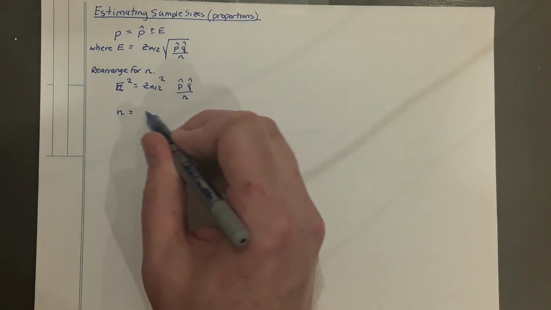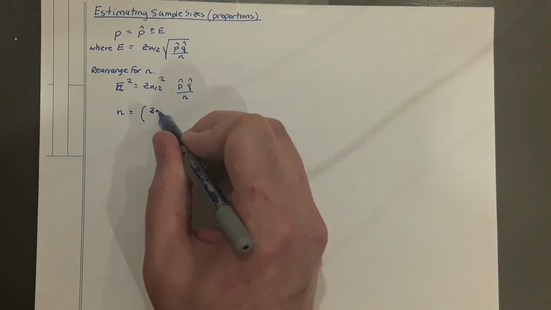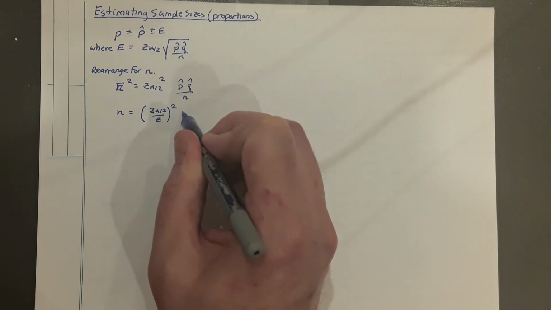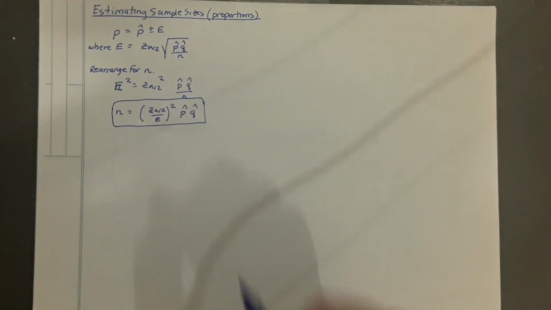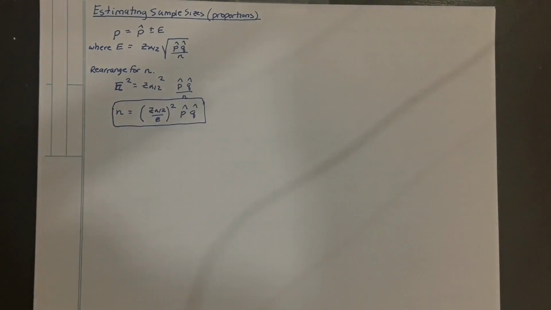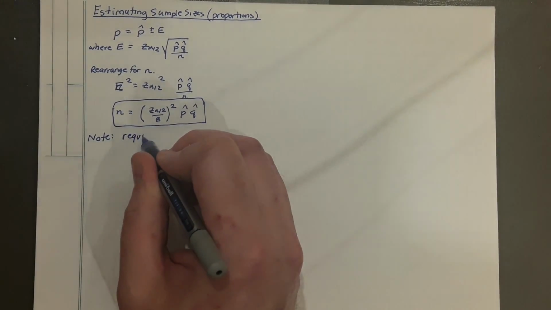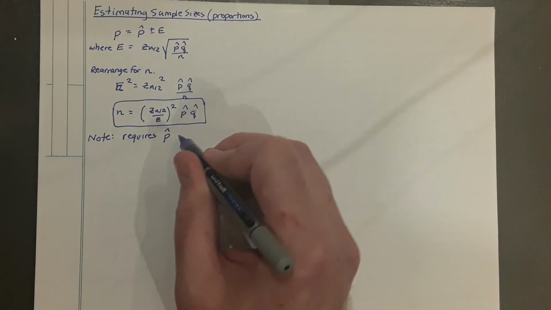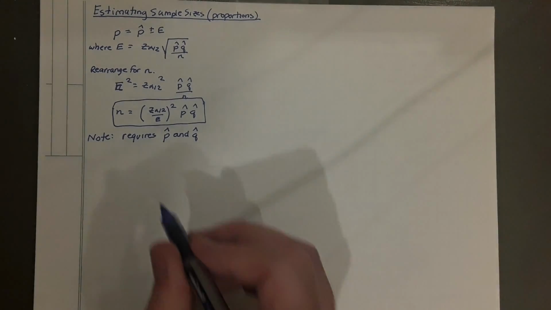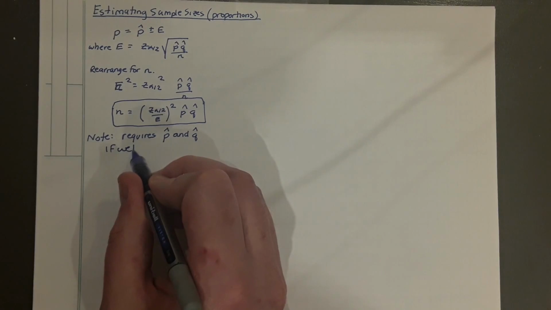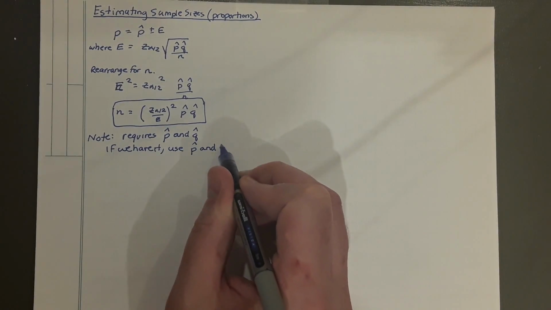and then rearrange for n, we end up with an equation that looks like this: n equals z alpha over 2 over error, squared, times p hat times q hat. So note, in order to use this, it requires an estimate from your sample proportion. So if we have that information, you use the p hat and the q hat.